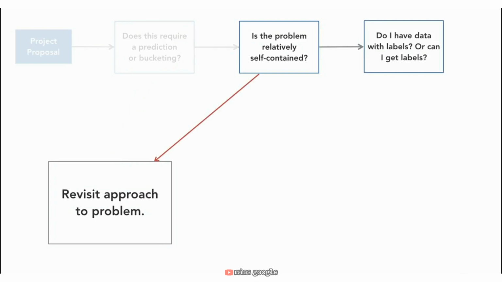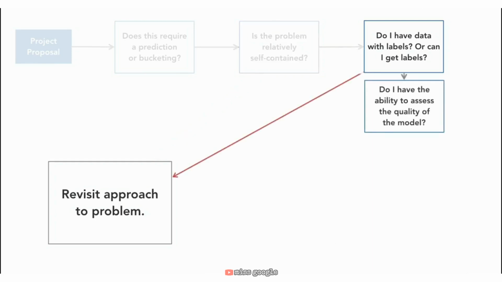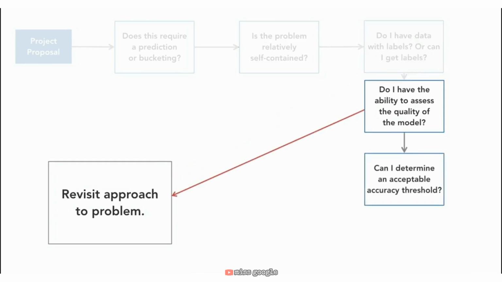And this is where we get into, is machine learning a fit for my specific problem? So do I have data with labels? Maybe the answer is no, but you can get labels. If you can get labels, then you can move on to the next question. Do I have the ability to assess the quality of the model? Do I have some metric that I'm trying to optimize? If the answer is yes, then you move to the step of tying this to the business impact.